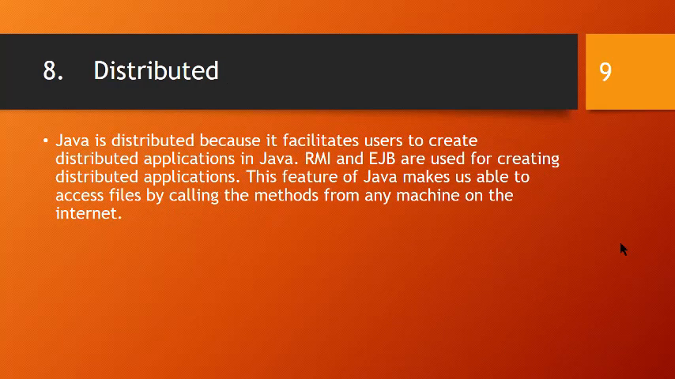And the next feature of Java is that it is distributed. Java is distributed because it facilitates users to create distributed applications in Java. RMI and EJB are used for creating distributed applications. This feature of Java makes us able to access files by calling the methods from any machine on the internet. We can place our Java applications on a server operating system and then call those methods from anywhere around the world. And this will work perfectly because of this distributed feature of Java.